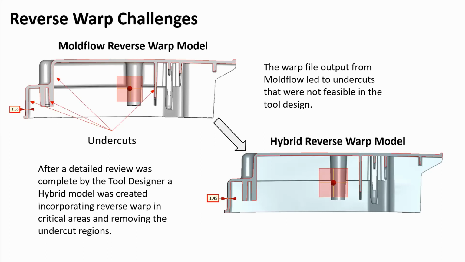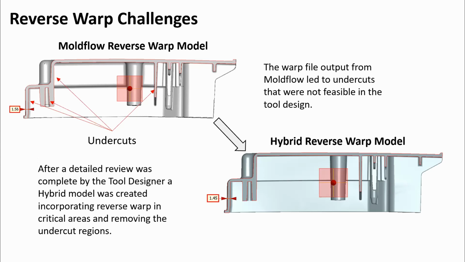So this becomes a bit of a head scratcher, and you're like, right, well, obviously this isn't going to work as it is. So what happens is our tool designer will actually take the model, have a look at some of these undercut areas, change the draft angles, wall section in some areas, and he'll actually make what I call a hybrid reverse warp model that is in line of draw, but is trying to compensate a lot of those unwanted warpage effects as well. But the key here is it's not identical to the reverse warp model from Moldflow.